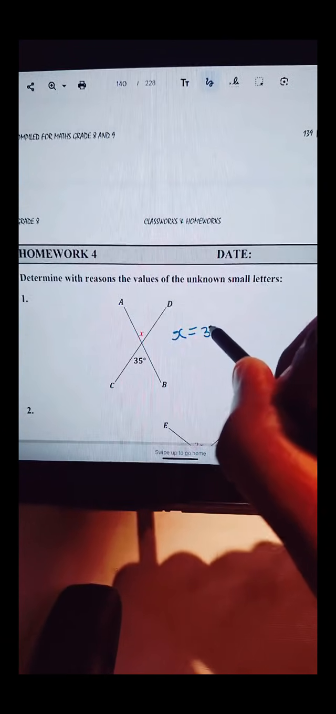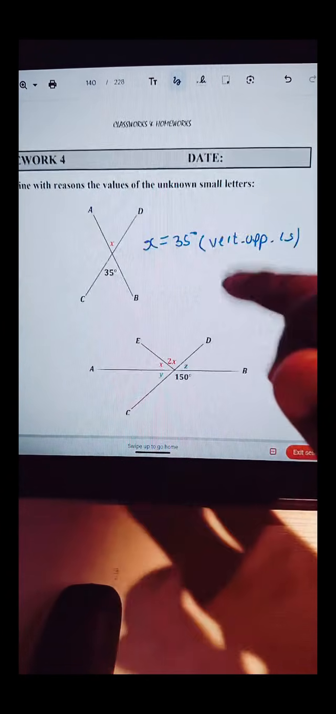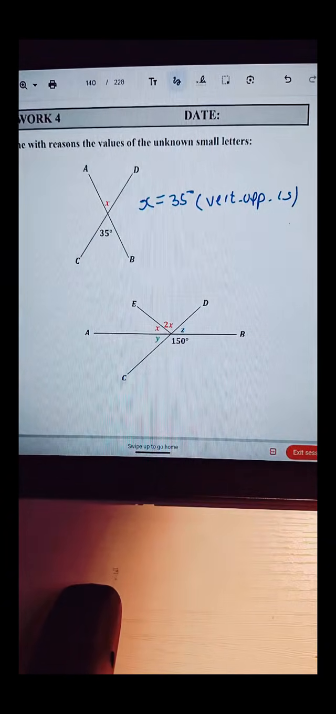Salvation is saying 35 degrees. Sihle is adding the reason: vert opp angles, yes, for short, guys. Okay. Let's go up. These are vertically opposite angles. Next. We want x, we want y, we want z, we want x.